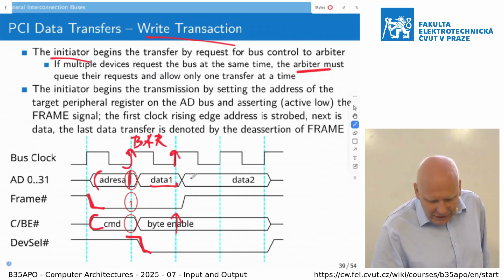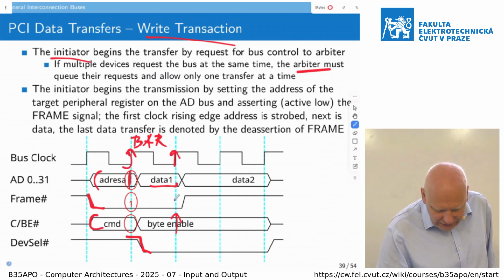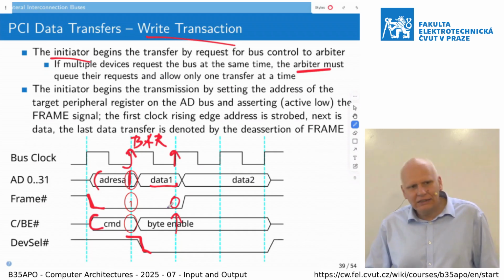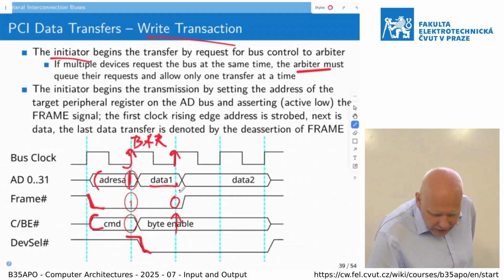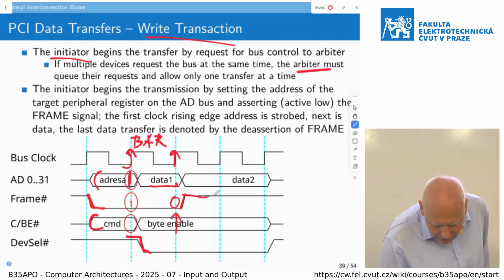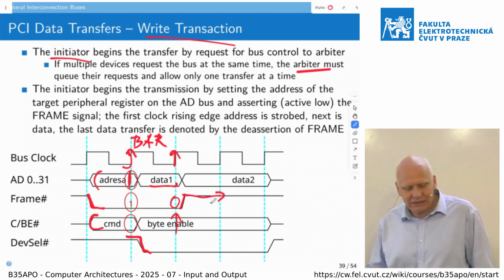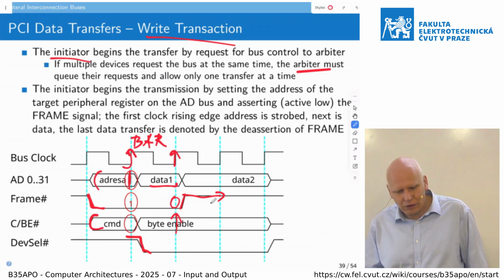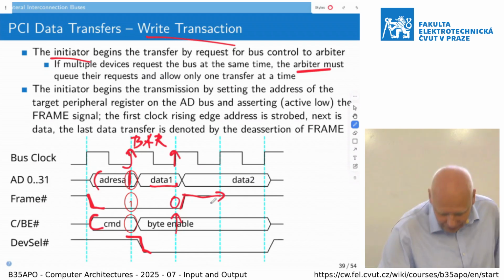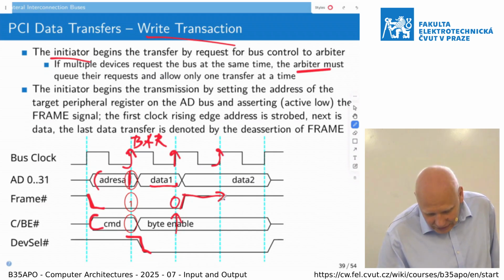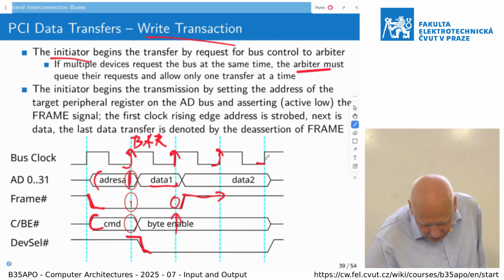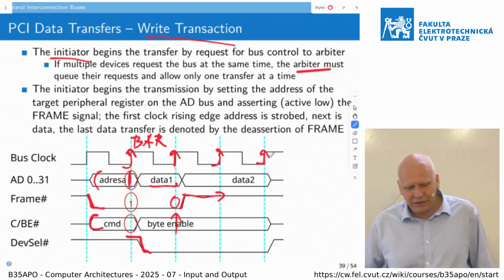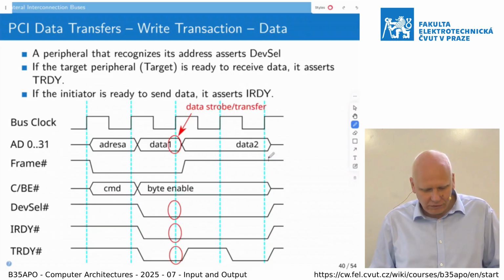And if the FRAME signal is still active at this moment, it means that there will be following data sent in the next clock cycle. So at the moment when we want to send the last data, we deassert the FRAME signal, and this is the information that in this clock cycle the last data will be sent. But sometimes the actual data are not accepted by the peripheral, so the last data transfer or some data transfer can be prolonged to the next clock cycle. We will see it a little later.